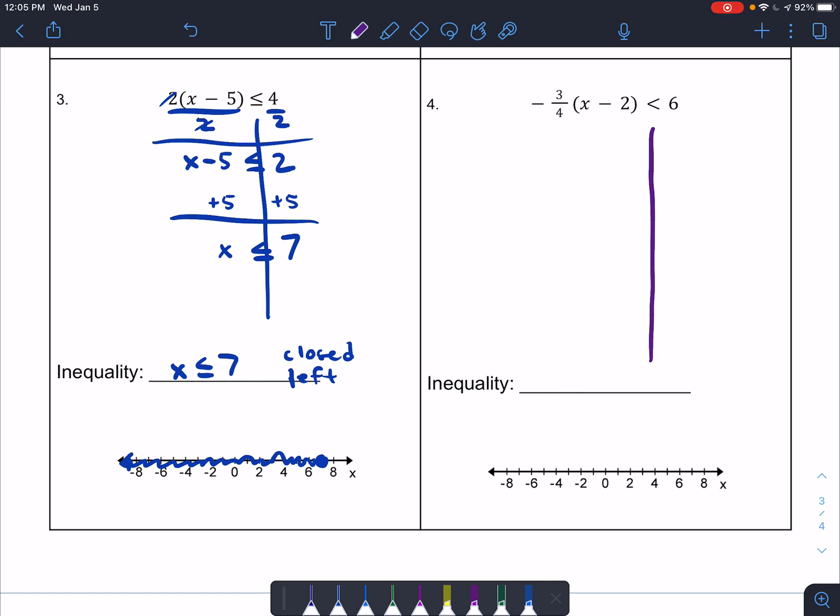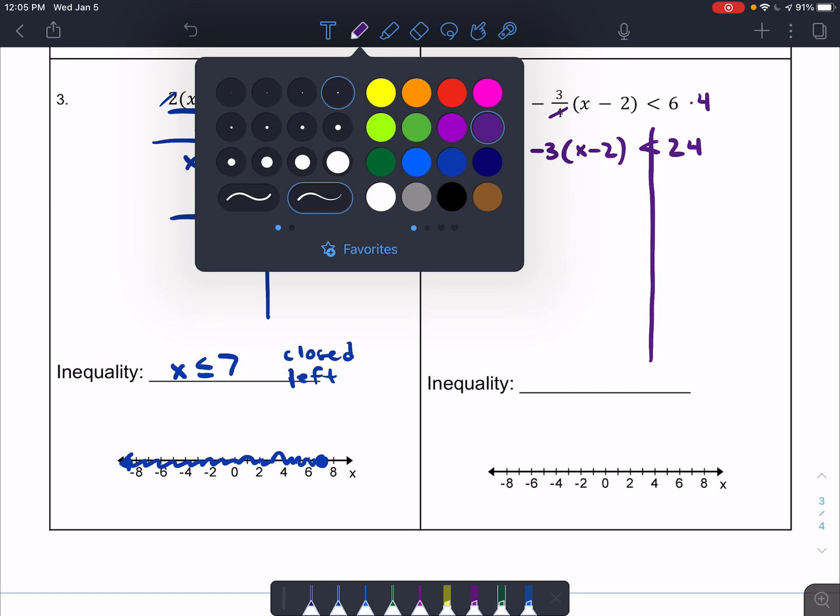Okay, negative 3/4 times x minus 2 is less than 6. If I saw this problem, I would probably multiply by 4 first, because I don't really like to have fractions in my problems. If I multiply by 4, it'll cancel out the 4. So I'm just left with negative 3 times x minus 2 is less than 24. And here, I know 3 and 24 work well together.